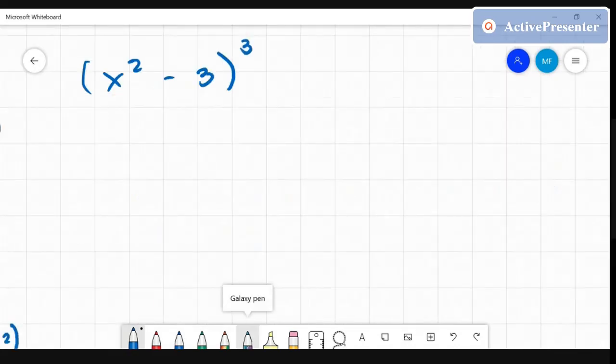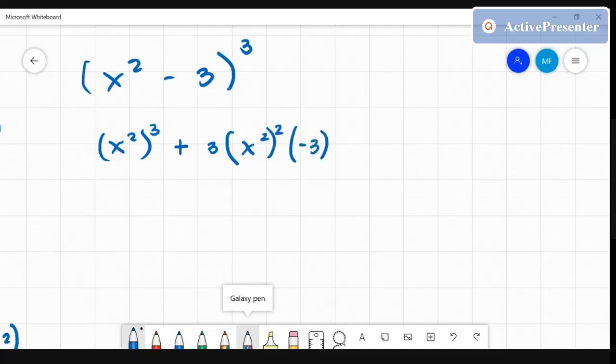Okay, so we have the next one, x squared minus 3, cubed. So first to do is get the cube of the first term. So x squared cubed. So plus, thrice the product of the first term, 3x squared, times negative 3. Plus, thrice the product of the first term, 3x squared, then the squared of the second term. Plus the cube of the last term.